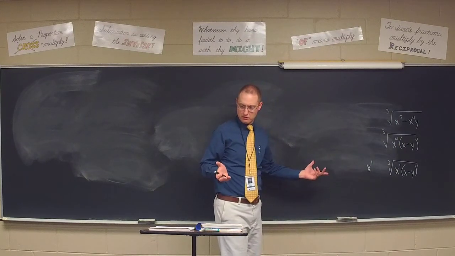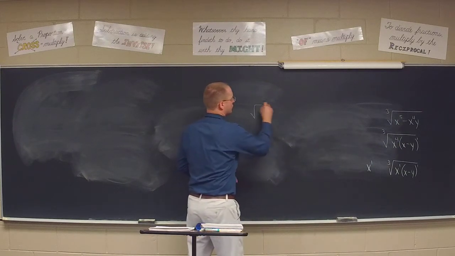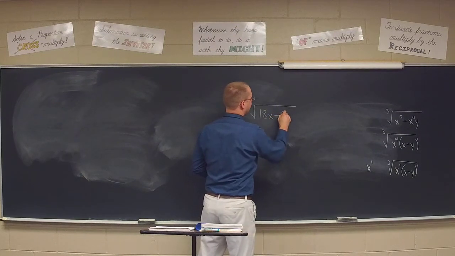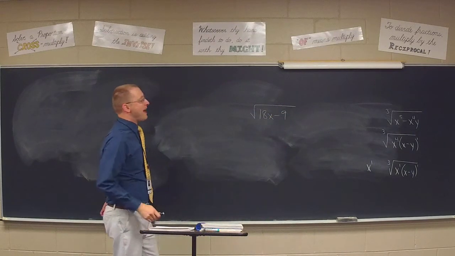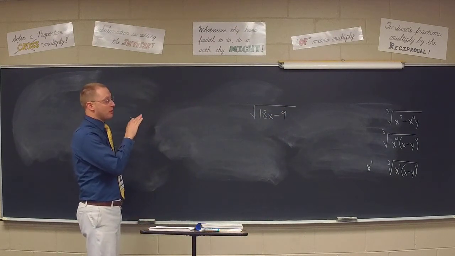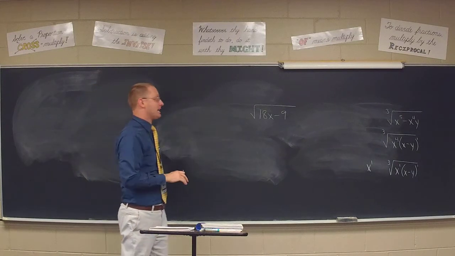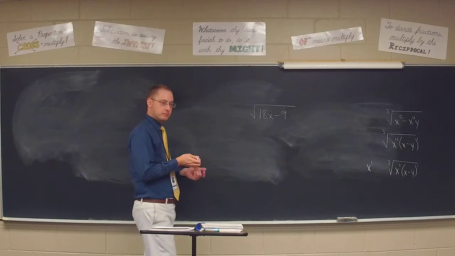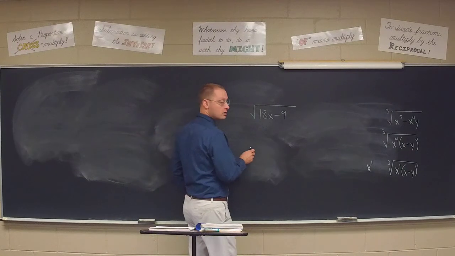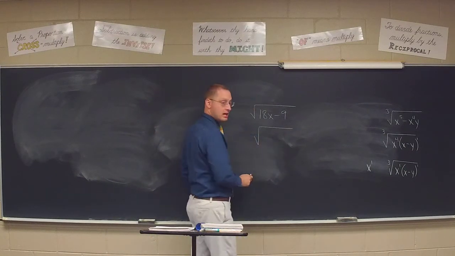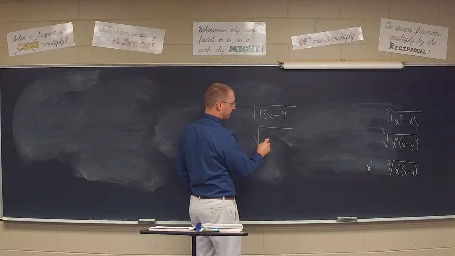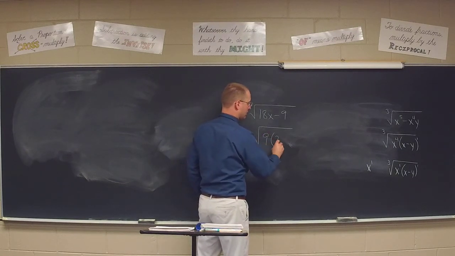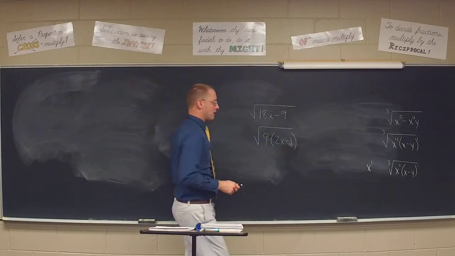Does that make sense? Write this down. The square root of 18x minus 9. Maddie, the key to working with polynomials in the radicand is you have to factor. How would I factor an 18x negative 9? Right, 9 times 2x minus 1.